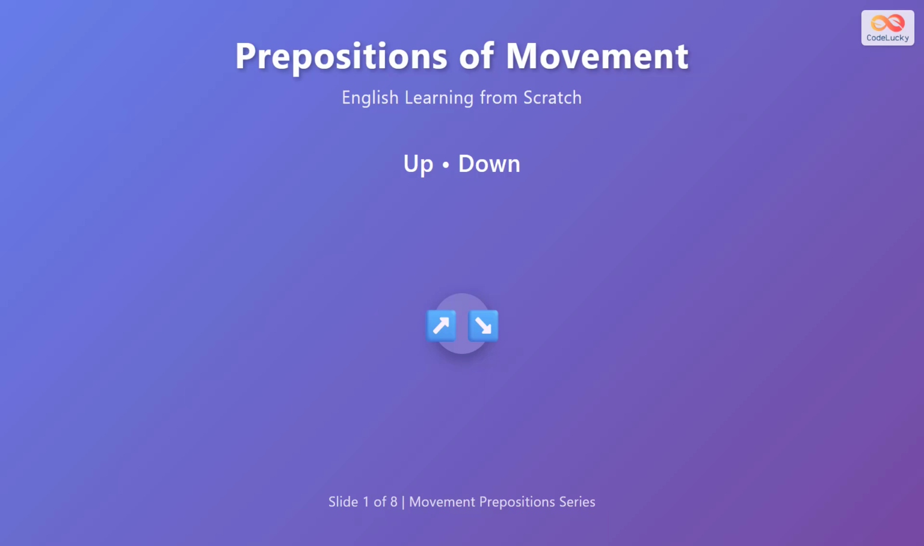Prepositions of movement show direction and path of action. Today we focus on up and down. Up means moving to a higher position. Down means moving to a lower position. These help us describe where something or someone is going.